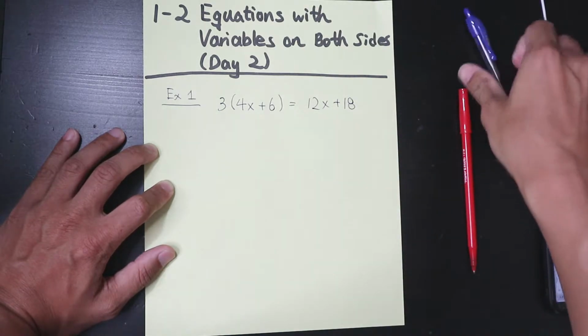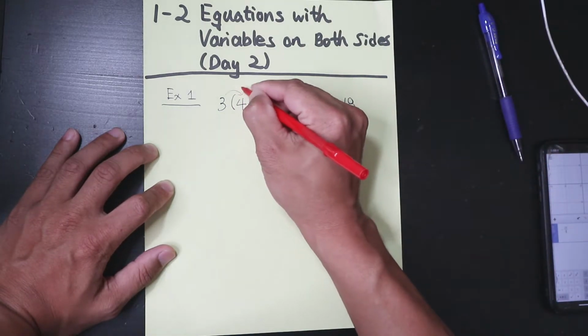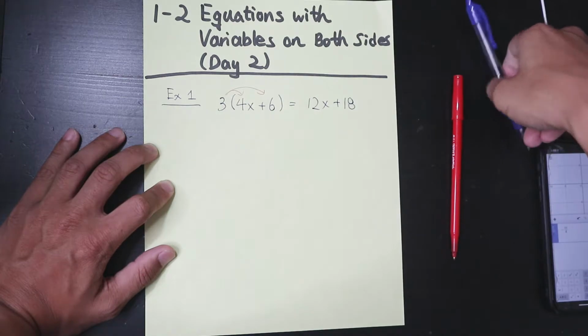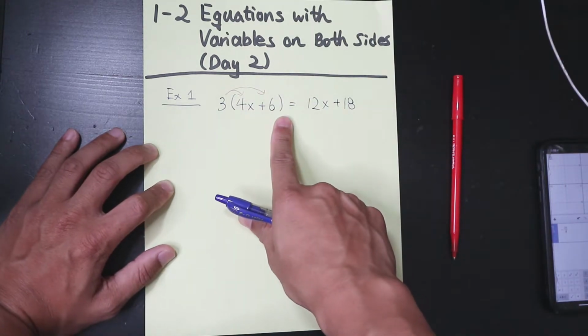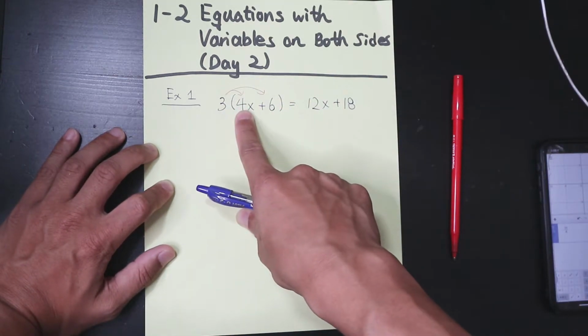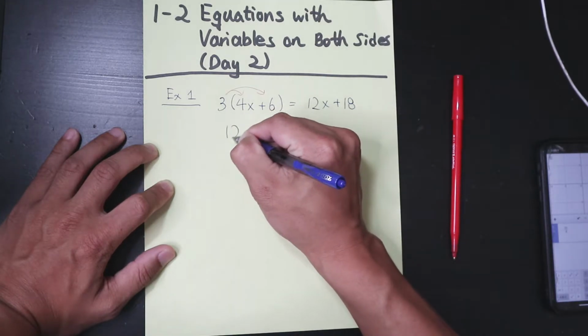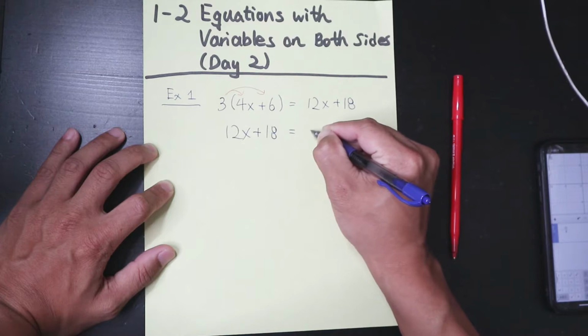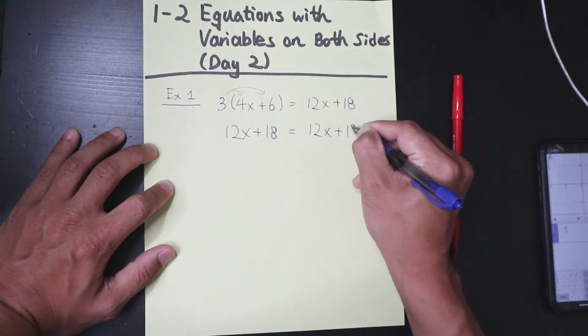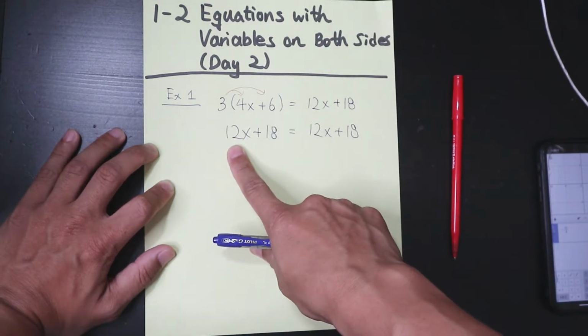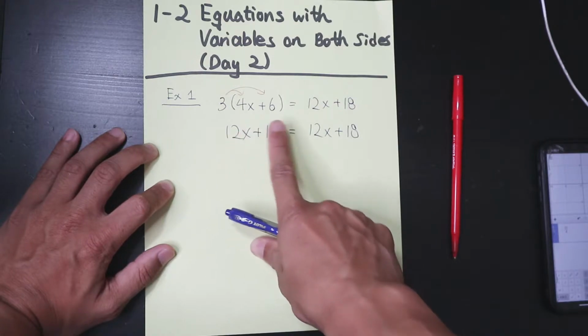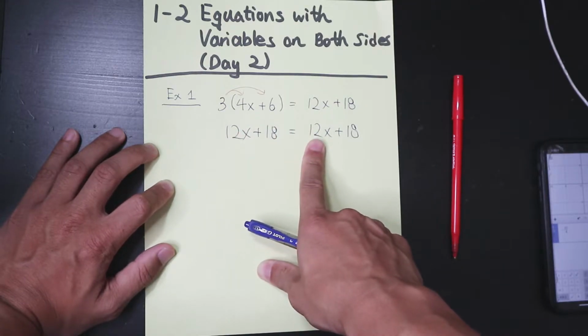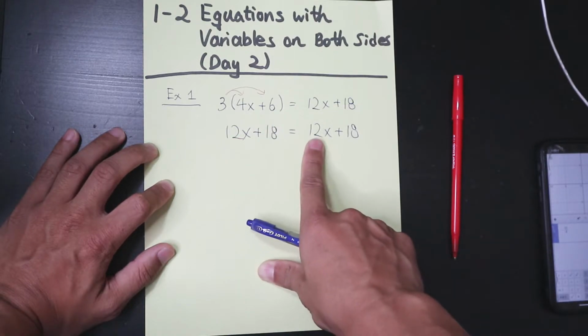Okay, so as before, just like from the review, we're going to distribute so that the parentheses will disappear on the next step. So 3 times 4x is 12x, and then 3 times positive 6 is positive 18, is equal to 12x plus 18. Well, remember, between the two coefficients 12 and 12, we have to get rid of the smaller coefficient. So between 12 and 12, you notice that none of them is smaller than the other.